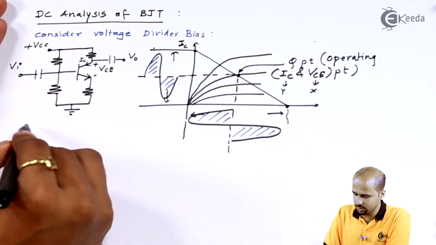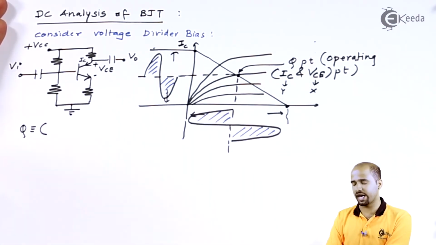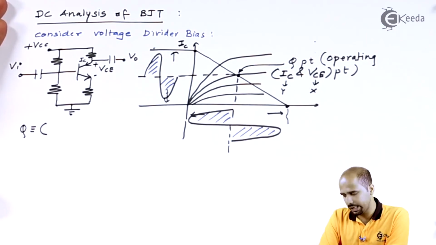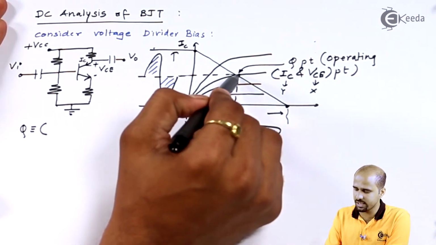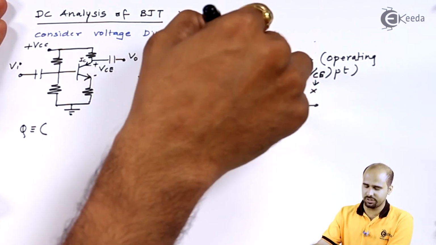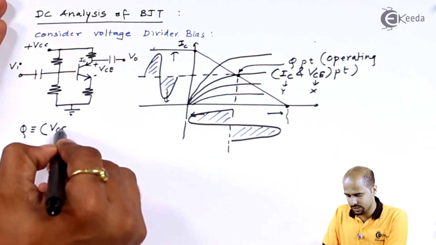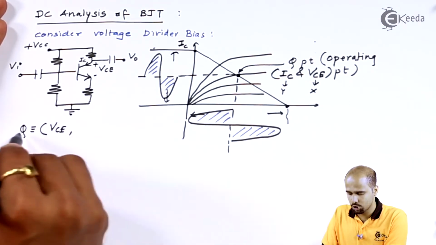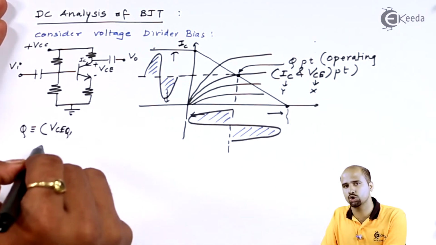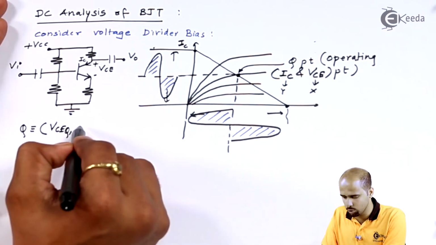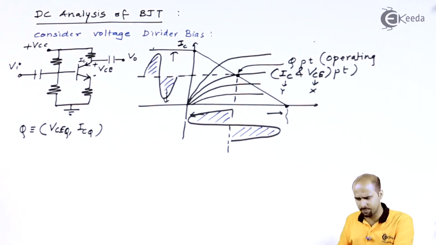When we deal with the Q point, the Q point is nothing but the intersecting point of the characteristics of the BJT and the particular DC load line. That DC load line intersects with a particular characteristic of the BJT, and that is nothing but your Q point. On the X axis we will write it as VCEQ. So Q point voltage is VCEQ and Q point current is ICQ. That we have learned in EDC as well, right?